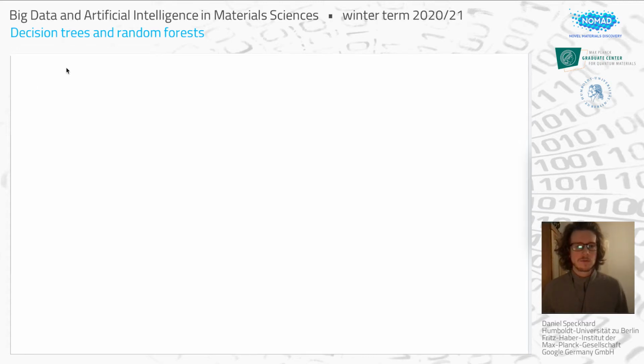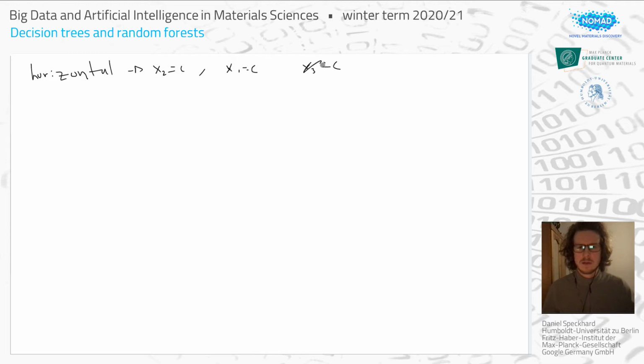Great, so we built our first decision tree, and what did we only use? Well, we only used horizontal lines. So I told you that we can actually use vertical lines as well. And what do I mean by vertical lines? Well, horizontal were the lines x2 equals c, but we can also use vertical lines, meaning x1 equal to c. And more generally, if we had more features, we could also say x3 is equal to c. It could be a split.